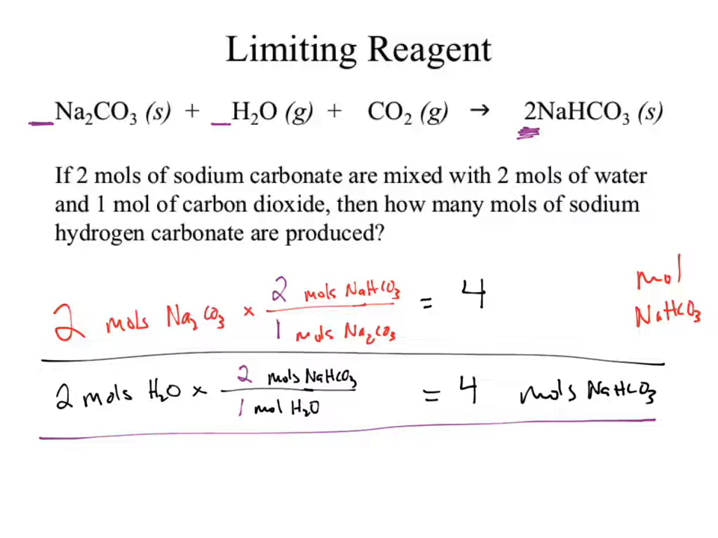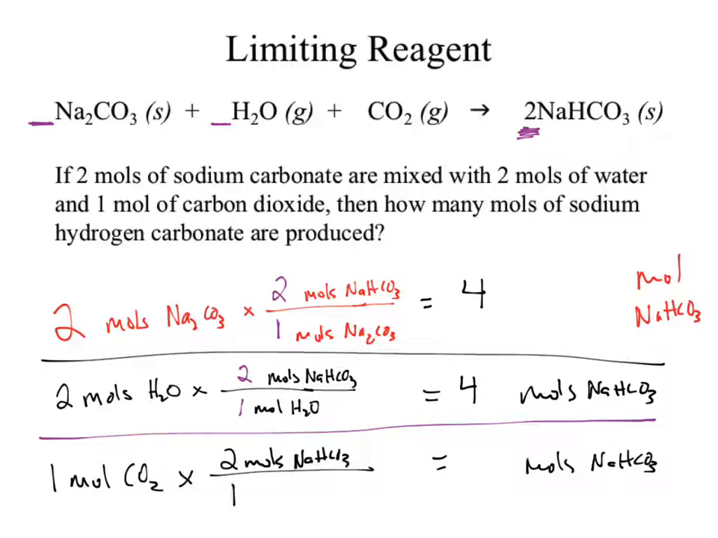Those people that went through and solved it all the way would say, no, we have to do one more test. What is that one more test? 1 mole of carbon dioxide needs to get converted into moles of our sodium hydrogen carbonate. Again, my conversion factor, 2 moles sodium hydrogen carbonate to 1 mole of CO2. Those numbers came from the balanced equation. 1 times 2 gets me 2.